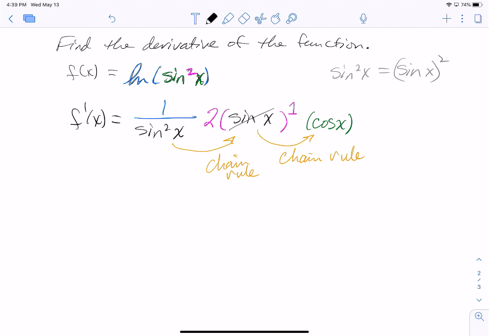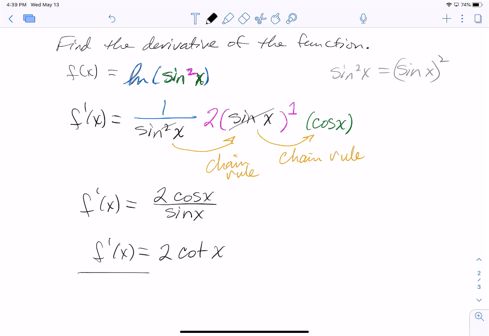Now, since the sine function divides out with one of the factors in the denominator, we end up with f prime of x is equal to 2 times the cosine of x divided by the sine of x, which we can rewrite as f prime of x is equal to 2 times the cotangent of x.